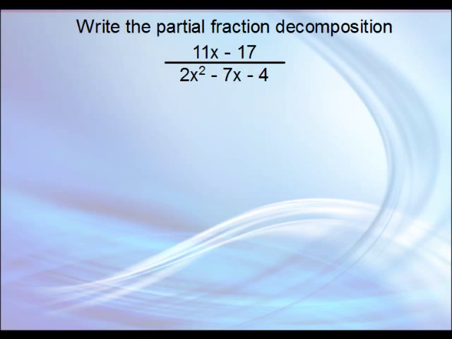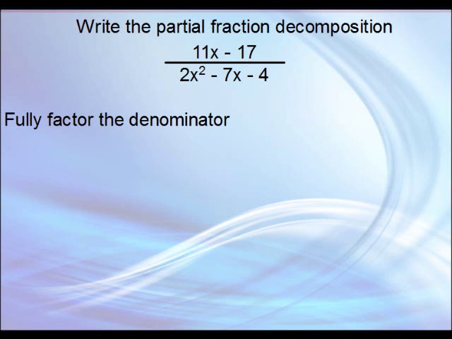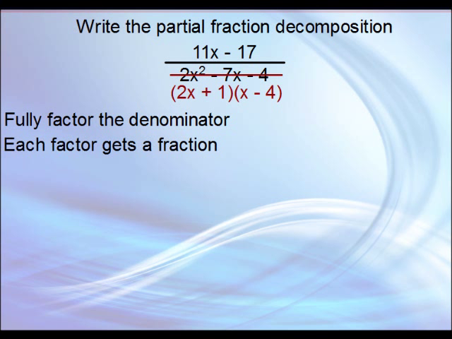Okay, so now let's do an example. Write the partial fraction decomposition of this fraction. Just as before, we want to make sure that the denominator is fully factored. So 2x squared minus 7x minus 4 simply becomes 2x plus 1 times x minus 4. So when we write this out with our fractions, each factor gets its own fraction. So the 2x plus 1 and the x minus 4 are on the bottom.